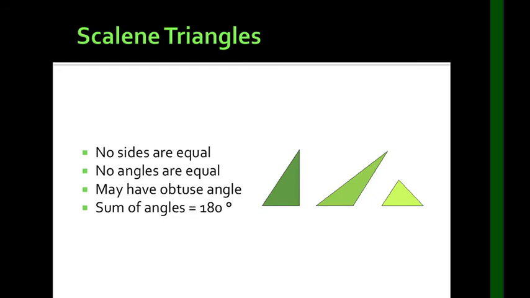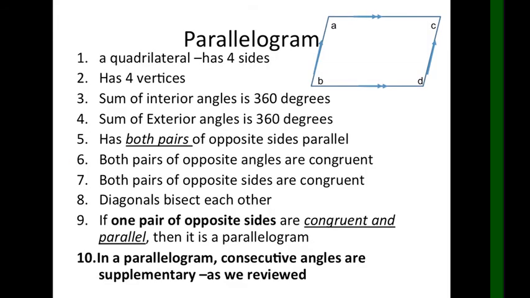No angles are equal also. May have obtuse angle, sum of the angles is 180 since we're talking about triangle. On the other hand, we have this parallelogram. A quadrilateral has four sides. So, pag sabing parallelogram, it is a quadrilateral. Kasi nga, apat yung sides niya. For as long as it is four sides, or four-sided polygon, quadrilateral yan. No matter what types of quadrilateral ito.